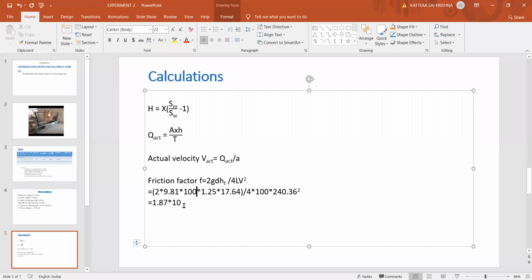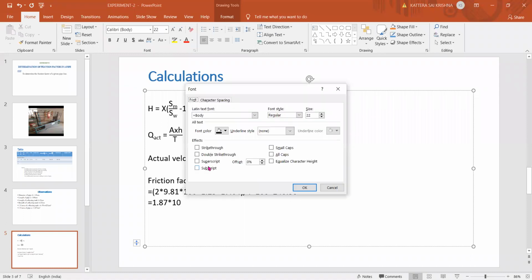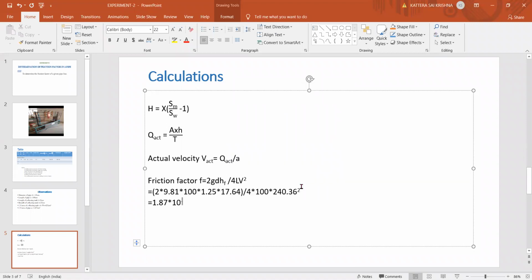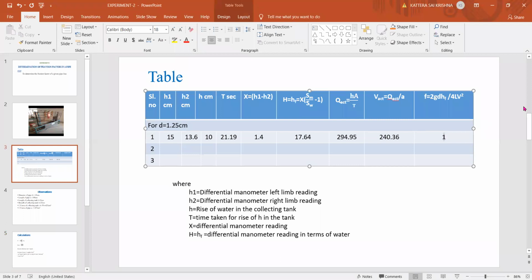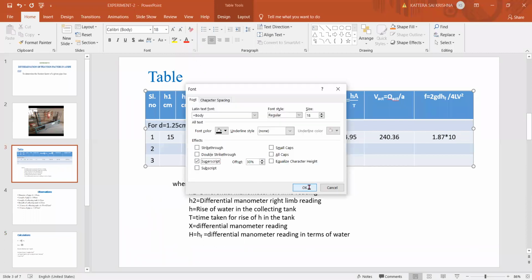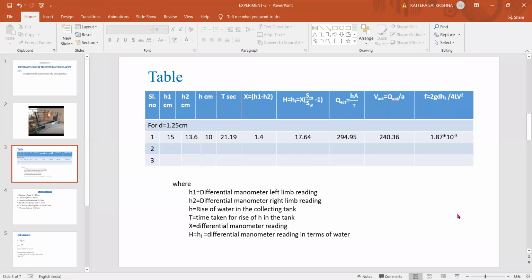Now check your answer. 1.87 into 10 power minus 3. Yes, 10 power minus 3, I think it is right. So 1.87 into 10 power minus 3 is your F value. F equal to 1.87 into 10 power minus 3. So this value now you copy in your table. 1.87 into 10 power minus 3.